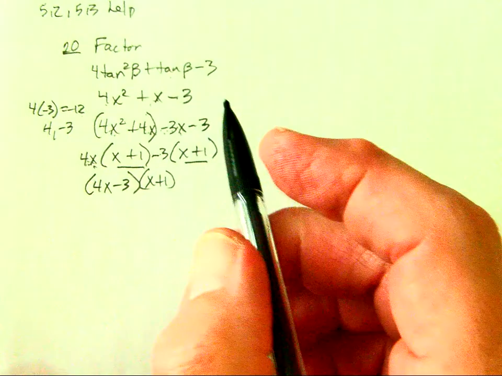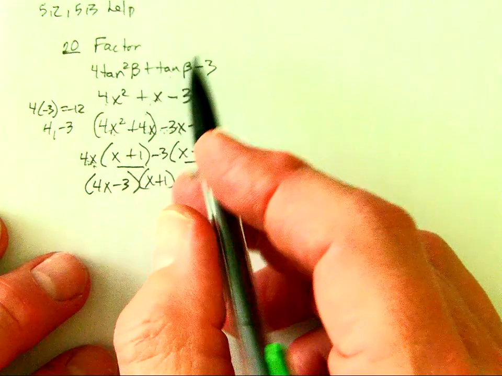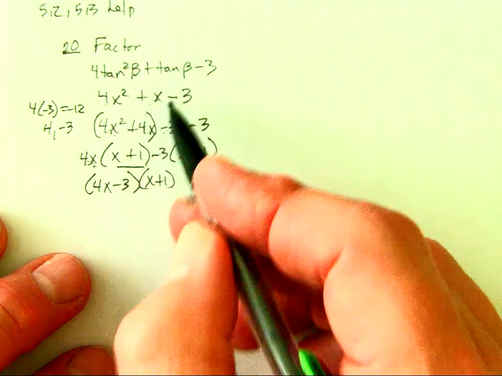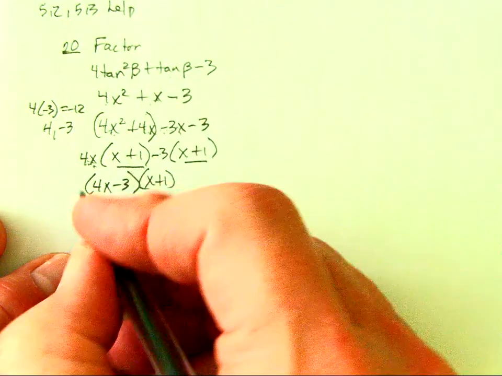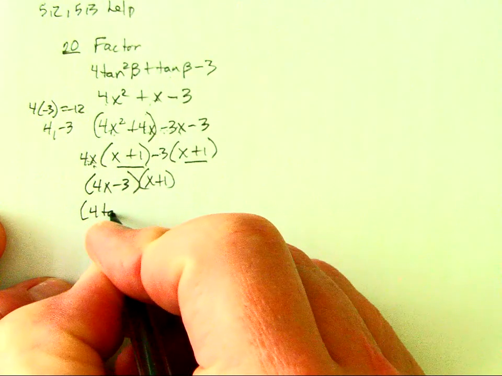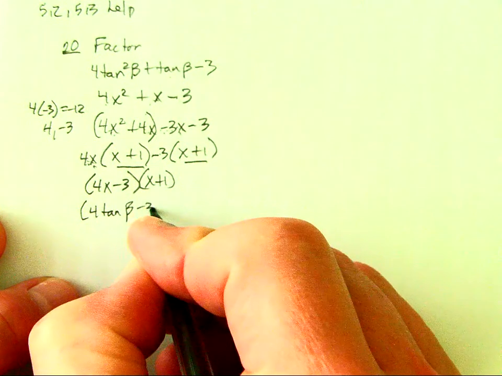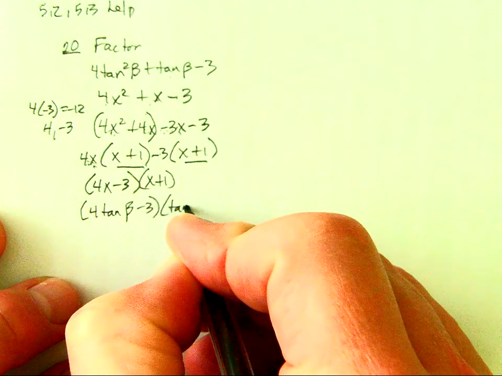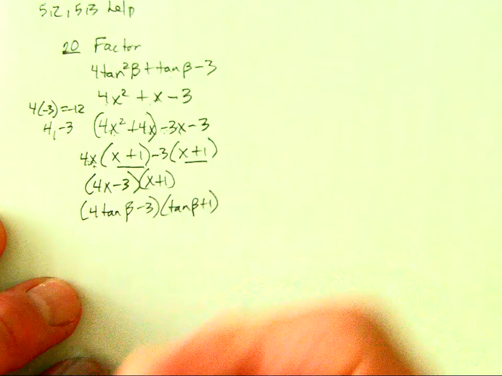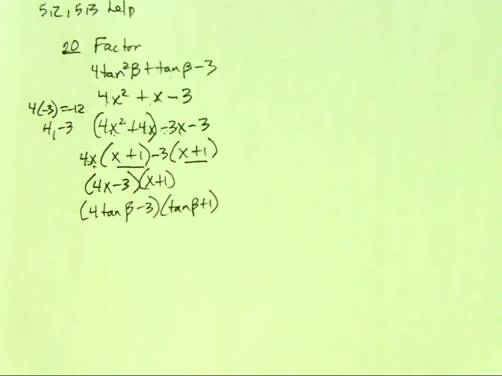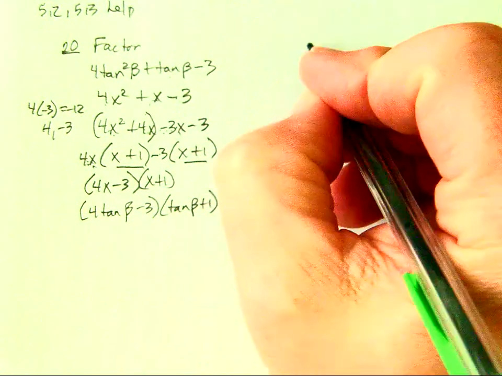Well, now we started off with tangents and we replaced tangent beta with x. Now let's put it back in. Where there's an x, we're going to put a tangent beta. So this would be 4 tangent beta minus 3, and that would be tangent beta plus 1. So that's number 20.